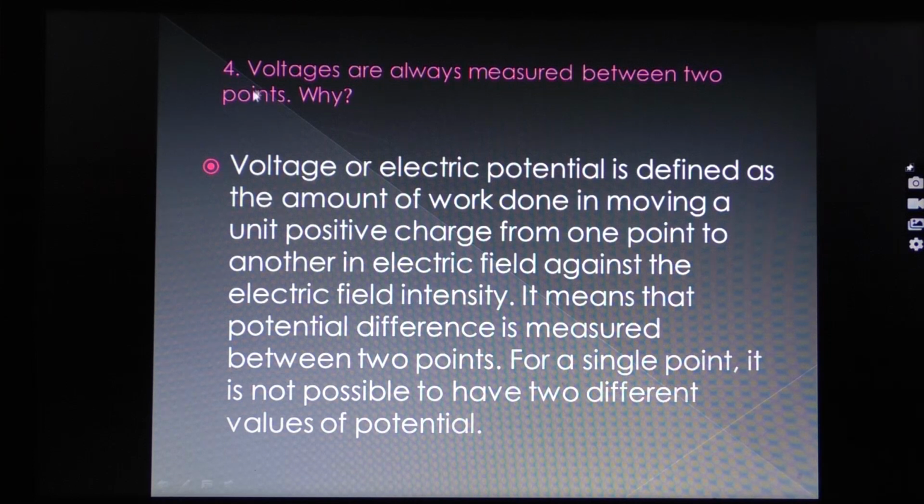Number 4. Voltages are always measured between 2 points. Why? Voltage or electric potential is defined as the amount of work done in moving a unit positive charge from one point to another in electric field against the electric field intensity. Electric field intensity means against the field. It means that potential difference is measured between 2 points. It is arbitrary.